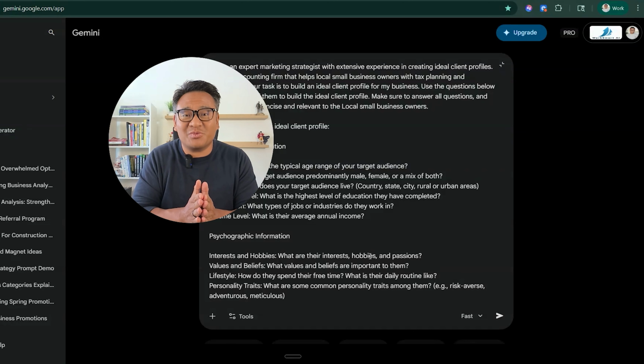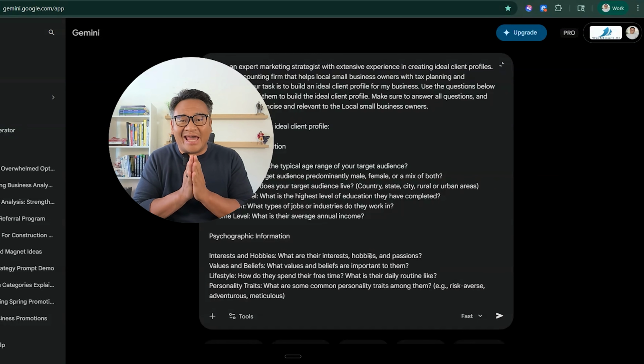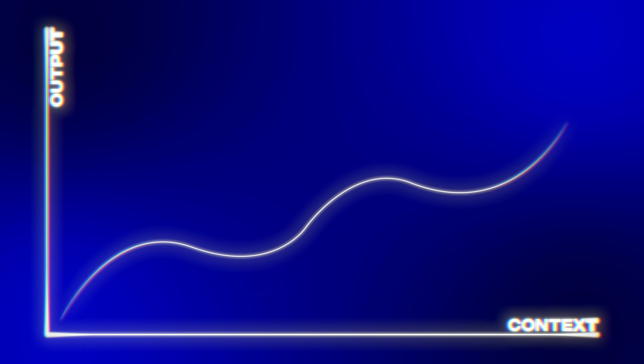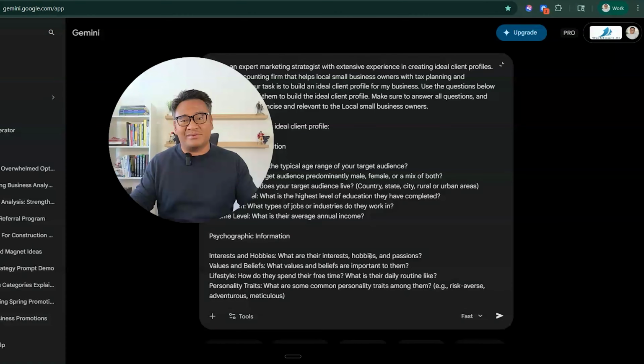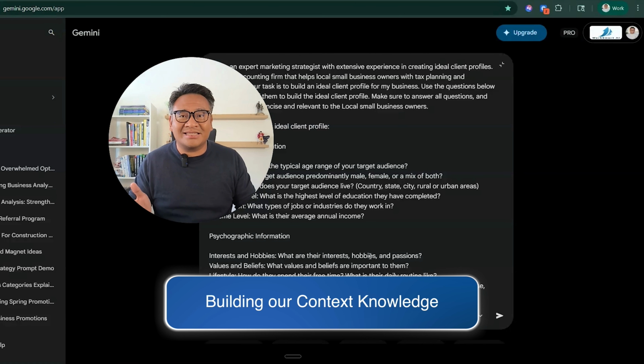Real quick, I just want to stress why it's important to build this. When you're using AI, the biggest thing that AI needs to generate a really good output is context. The more context you can feed it, the better output it's going to have, because it's going to have more clarity in what you're trying to do and context in order to execute the task well. That's why we're building our context knowledge.